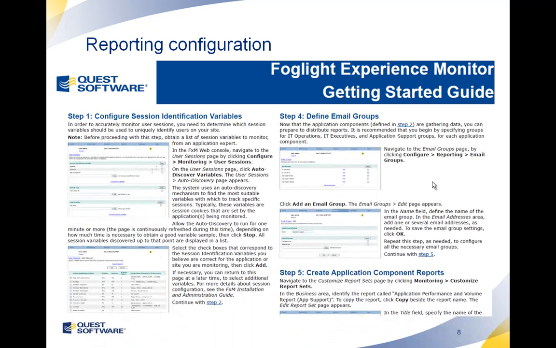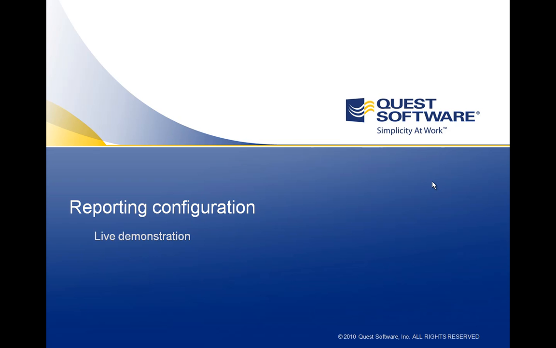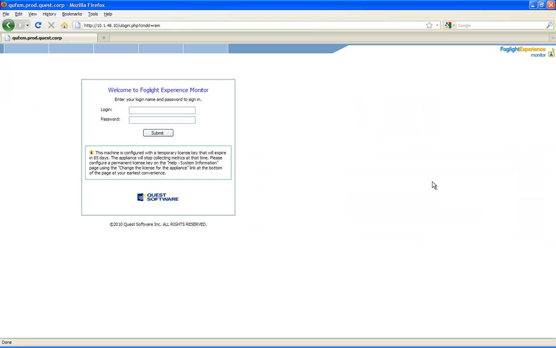In that guide you'll find 6 steps, starting with the identification of a user session all the way through the selection of the reports that you want to distribute, and we'll recommend some of the reports for getting started that we'd like you to distribute in this guide. Without further ado, let's jump right over to the reporting configuration live demonstration.